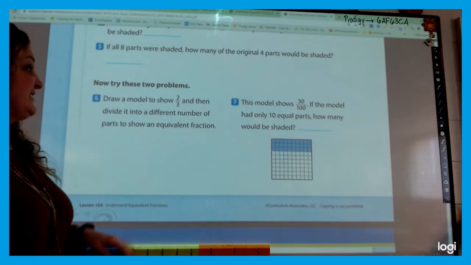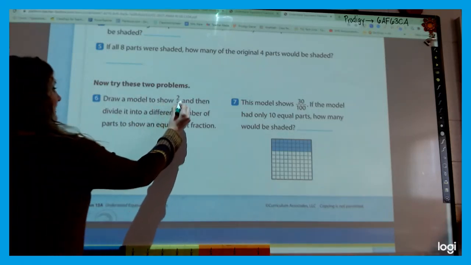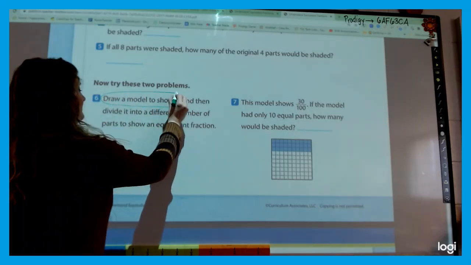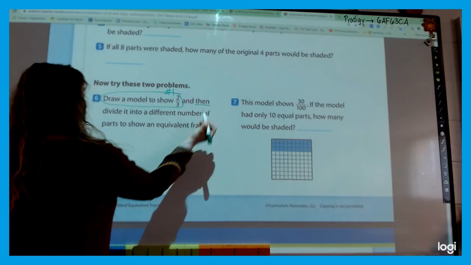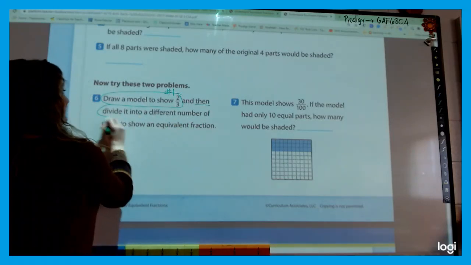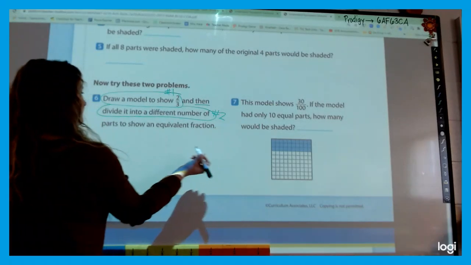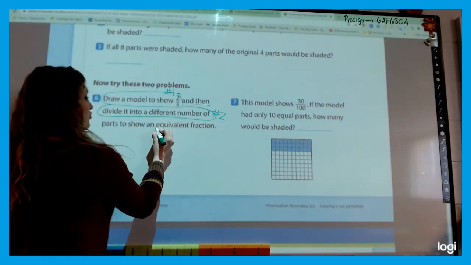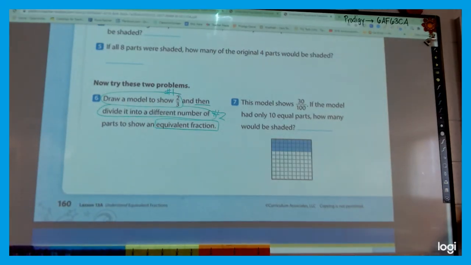All right, just like with any word problem, you can mark up your important stuff. First, I'm going to put this in a circle so I don't forget. That's what I have to do first. And then divide it into a different number. That's second. But I have to show an equivalent fraction. Okay? So we've got a few jobs to do.